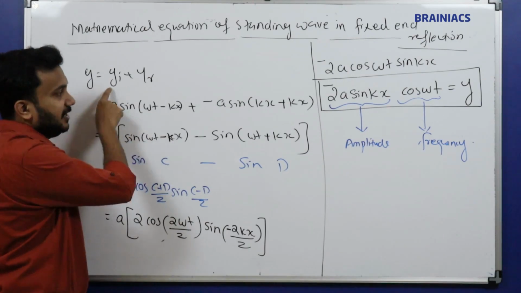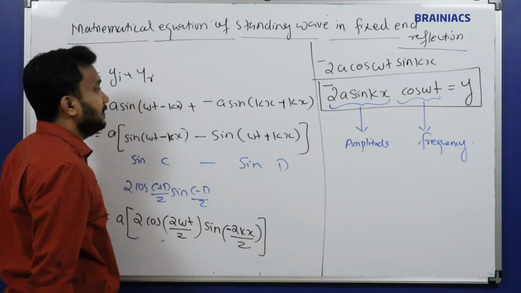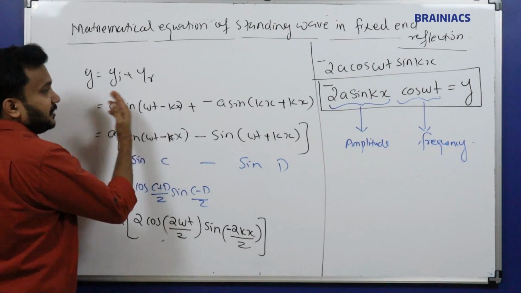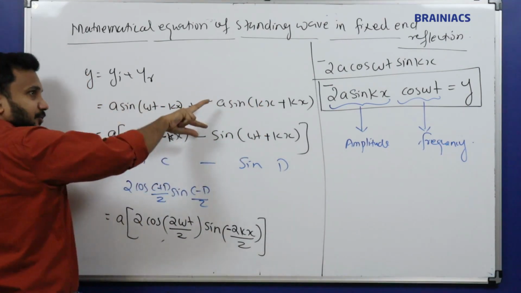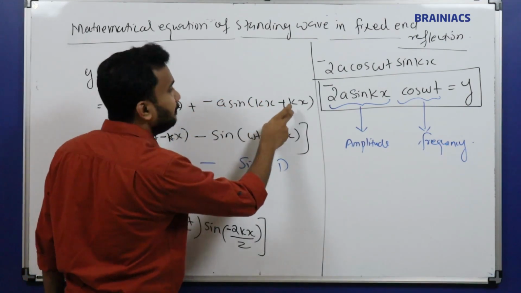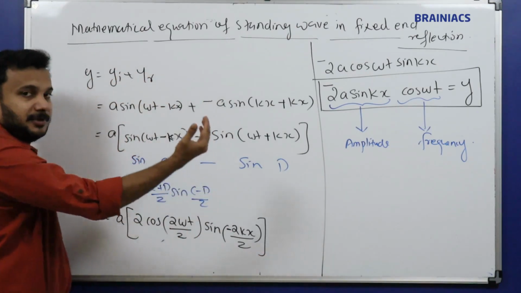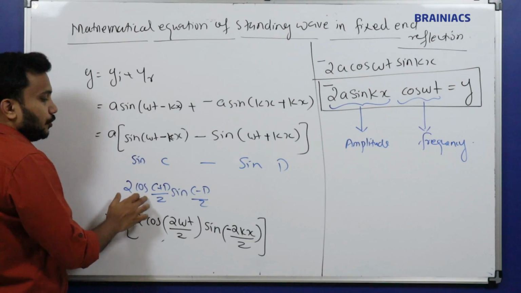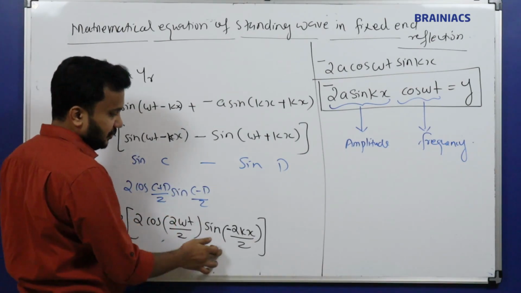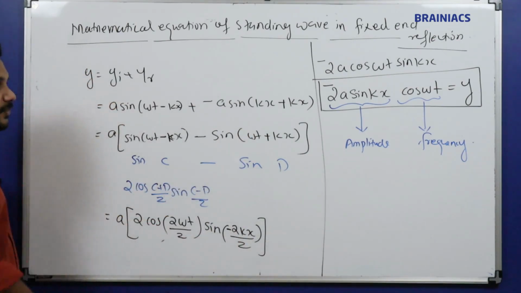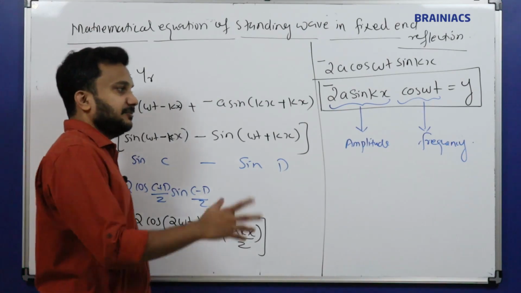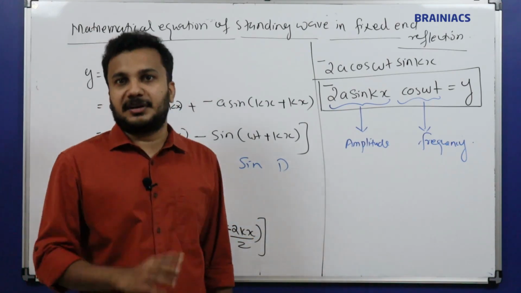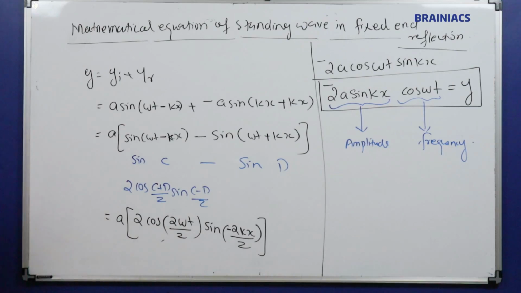Because y i is progressing along the positive x direction, y r is progressing as the reflected wave, with amplitude reversed, fixed-end reflection. This will become plus because it is traveling in the minus x direction. So sin c minus sin d is 2 cos (c plus d) by 2 sin (c minus d) by 2. Simplify. The first factor is called amplitude and the second factor is called the frequency, because omega is involved, and that is called the frequency of the wave.